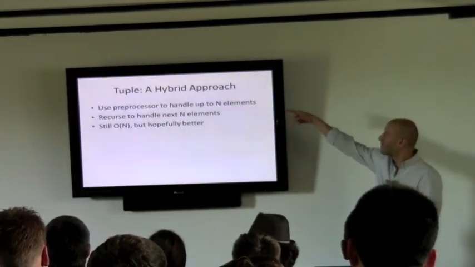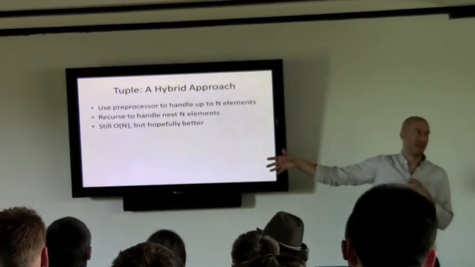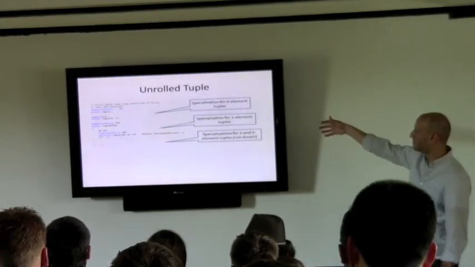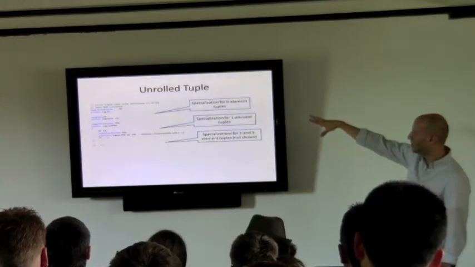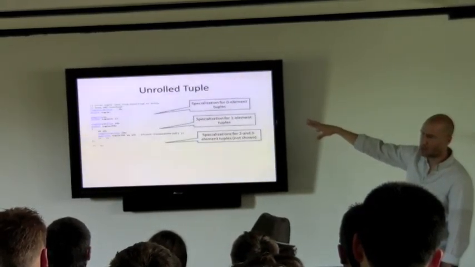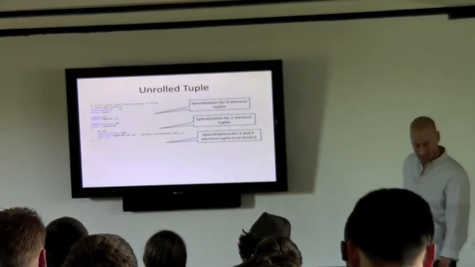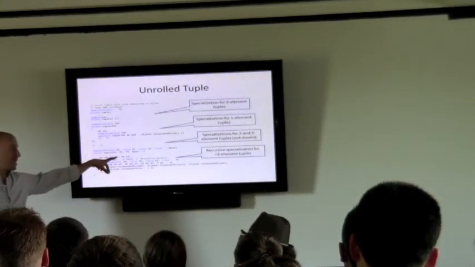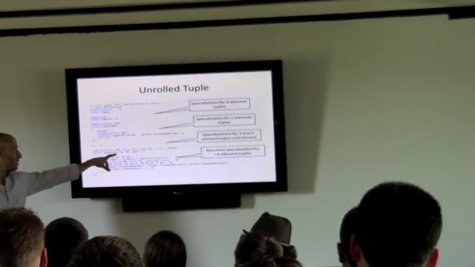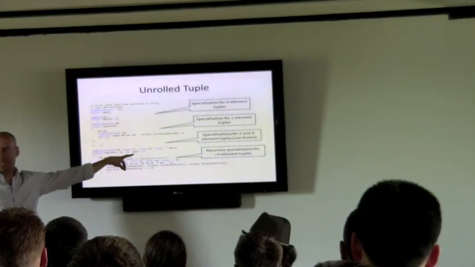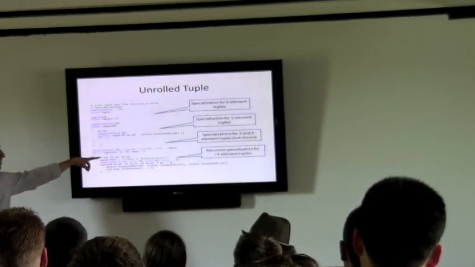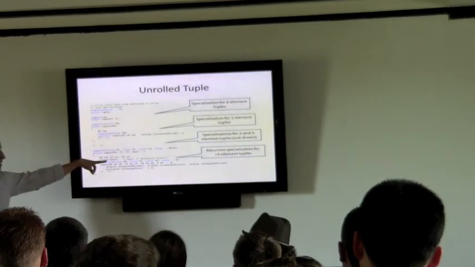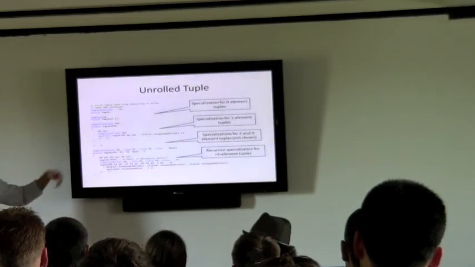So the hybrid approach: the preprocessor handles up to n elements, then recurse to handle the next n. It's still order n, but hopefully it will be better. This implementation should look familiar. This is just like expanding out the first n elements using the TR1 tuple-like implementation. And now here's the ugly bit where we recurse. Here my specialization is only expanding three elements, 0, 1, and 2. And here we have a parameter pack that represents the rest of the tuple. So here's my first three elements, and here's the rest of the tuple. I have a tuple inside a tuple that stores the tail of the tuple, and a constructor that does all the nasty work for me.